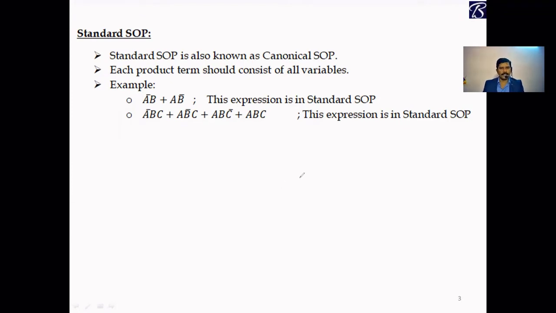Now let us observe a standard SOP. Standard SOP is also known as canonical SOP. Each product term should consist of all variables. Then we can call it standard SOP. For example, A bar B plus A B bar. This expression is in standard SOP because two variables are present in each product term. So that's why it is called standard SOP.